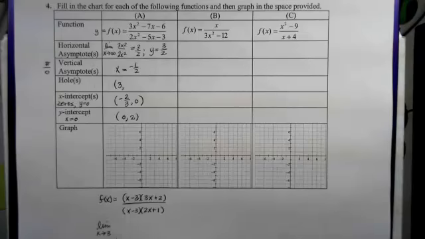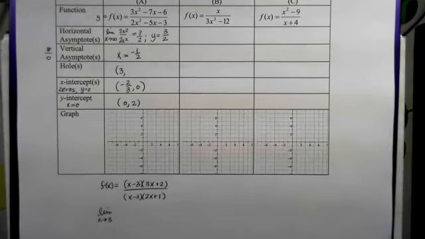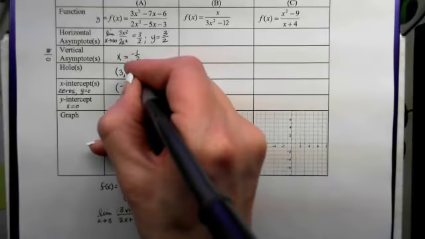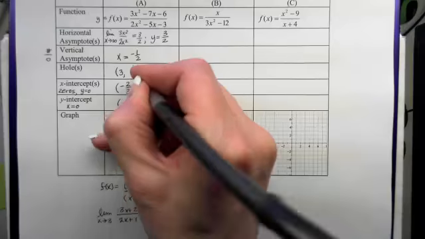And in order to compute it, we're going to cancel out the x minus 3's. That would give me a 3x plus 2 over a 2x plus 1. Now 3 is no longer a problem, so I plug it in and I'll get 11 over 7. So the y coordinate of the hole is 11/7.